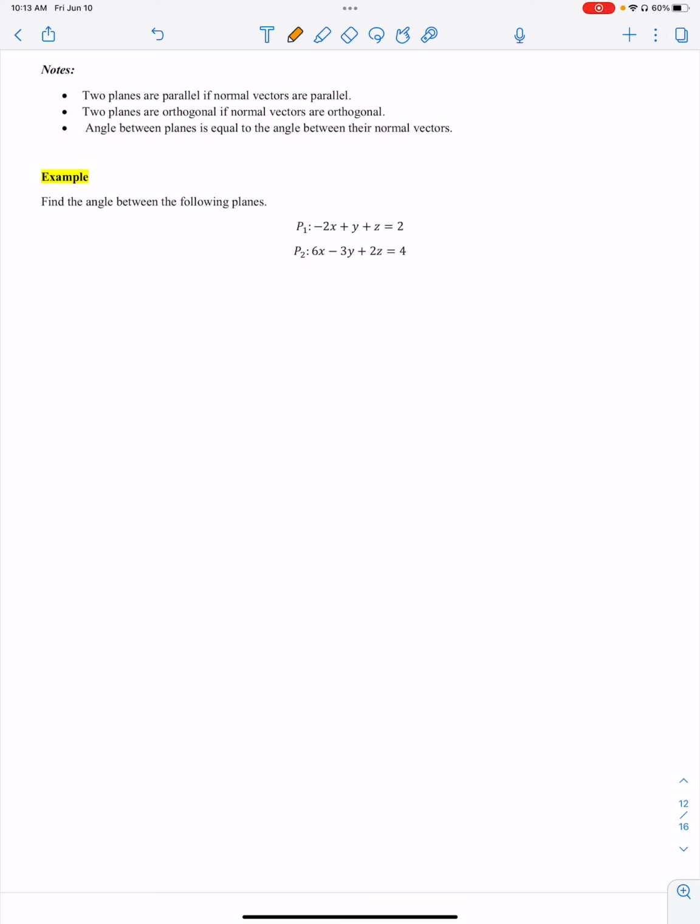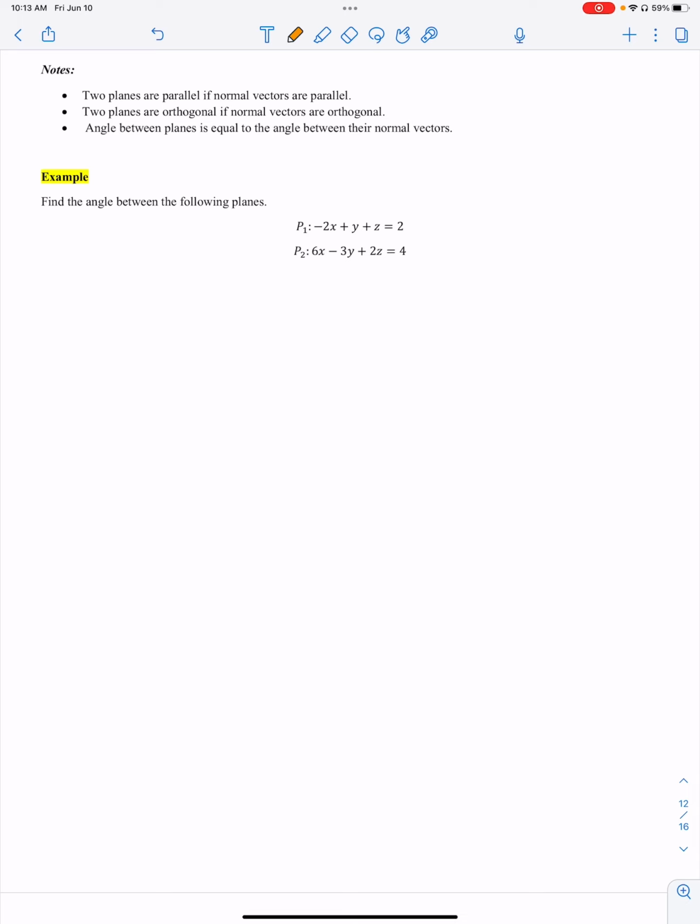In this video, we'll continue our discussion of section 11.5. To start out, we're not going to prove this or anything, and it's pretty easy to see. So a few notes here. Two planes are parallel if their normal vectors are parallel. Two planes are orthogonal if their normal vectors are orthogonal. And we can also find angles between planes because it's the same as the angle between their normal vectors. Mainly, normal vectors give us everything we need to know about angles between planes and whether they're parallel or orthogonal.